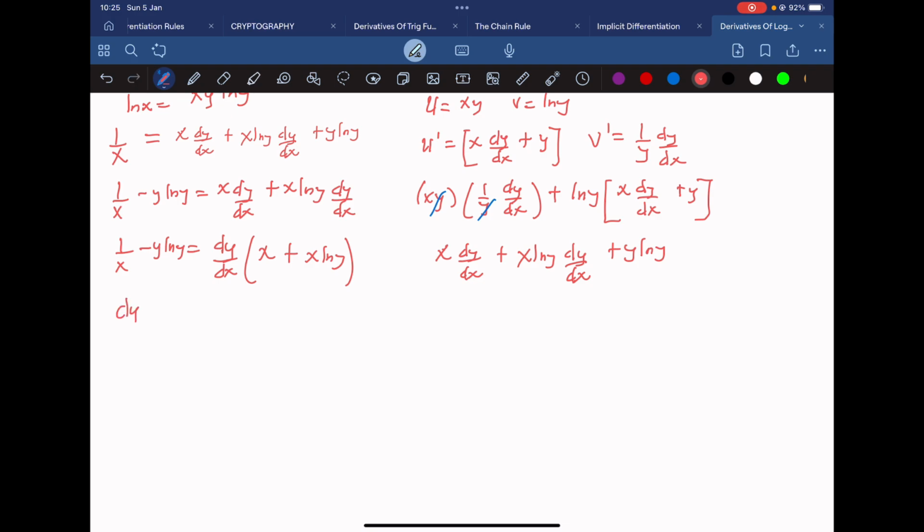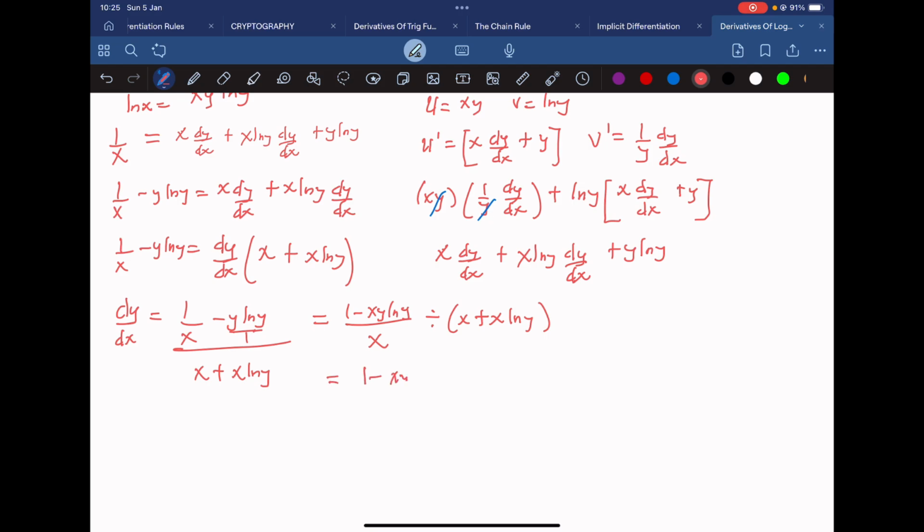So we have dy dx is equal to the left hand side, which is this, then dividing by x plus x ln of y. Remember, in the numerator, this is always over 1. So if you find the LCD, you just have x over here, then 1 minus xy ln of y, then everything dividing, we have dividing by x plus this. So if we find the reciprocal, I'm going to have this.